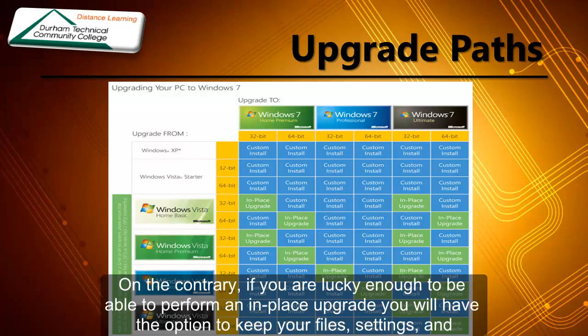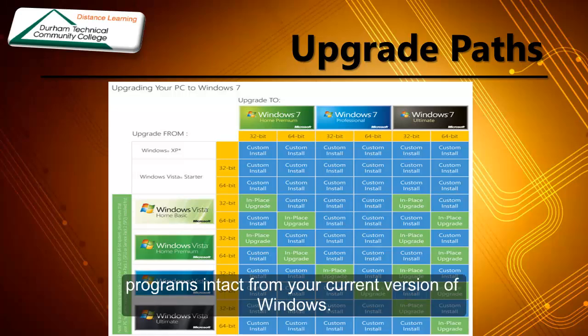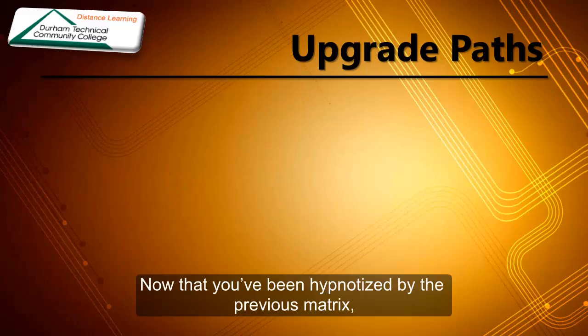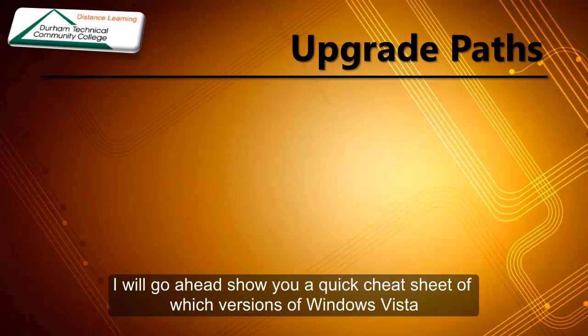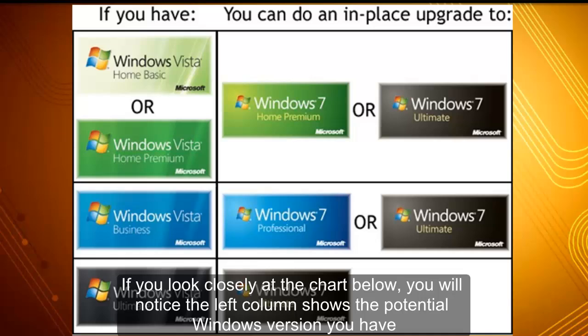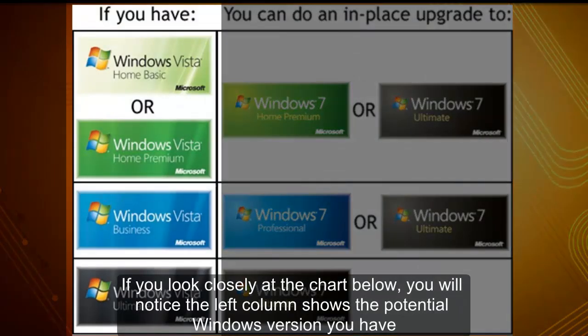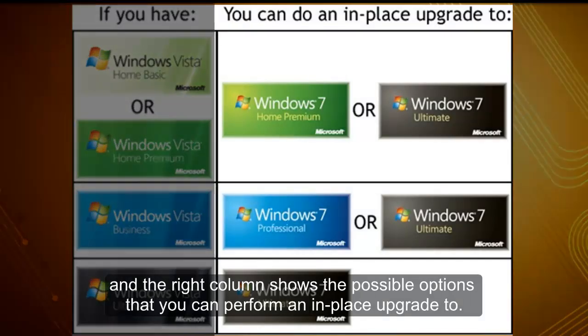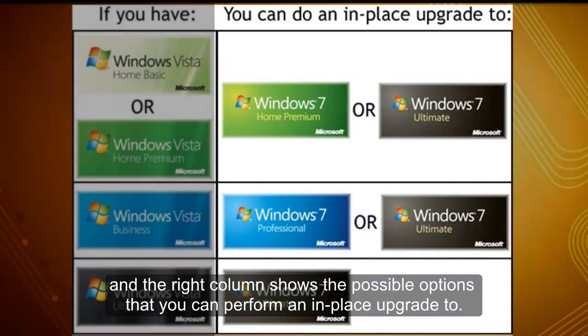On the contrary, if you are lucky enough to be able to perform an in-place upgrade, you will have the option to keep your files, settings, and programs intact from your current version of Windows. Now that you've been hypnotized by the previous matrix, I'll go ahead and show you a quick cheat sheet of which versions of Windows Vista can perform an in-place upgrade to certain versions of Windows 7. If you look closely at the chart below, you will notice the left column shows the potential Windows version you have, and the right column shows the possible options that you can perform an in-place upgrade to.